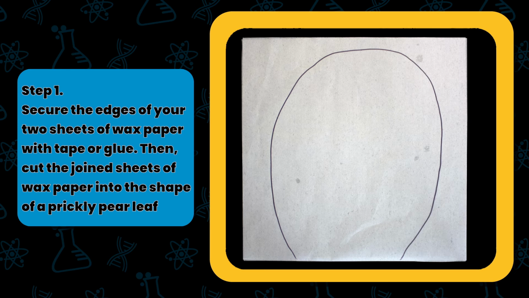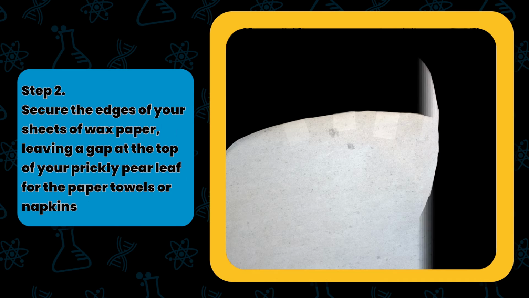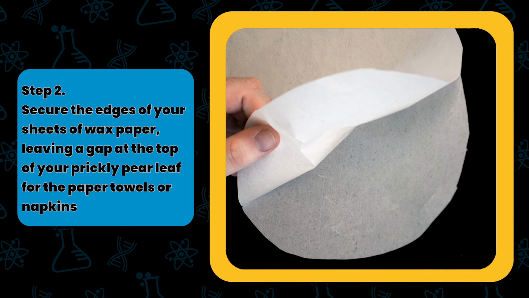Step 1 of your prickly pear model. Secure the edges of your 2 sheets of wax paper together with tape or glue along one edge. Then, cut the joined sheets of wax paper into the shape of a prickly pear leaf. Next, secure the edges of your 2 sheets of wax paper up the sides, leaving a gap at the top of your prickly pear leaf for the paper towels or napkins to be stuffed inside.